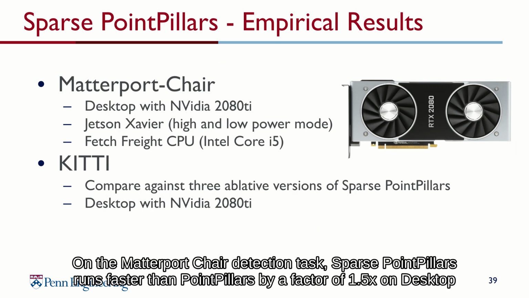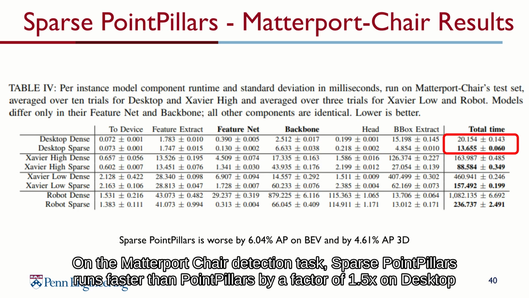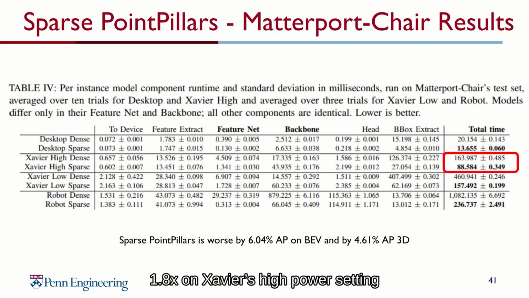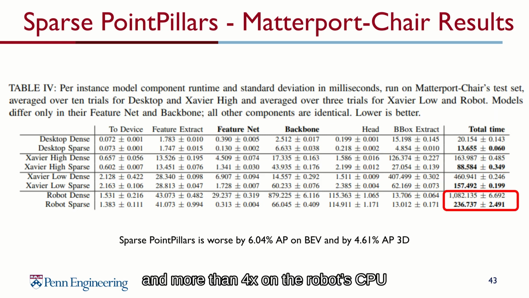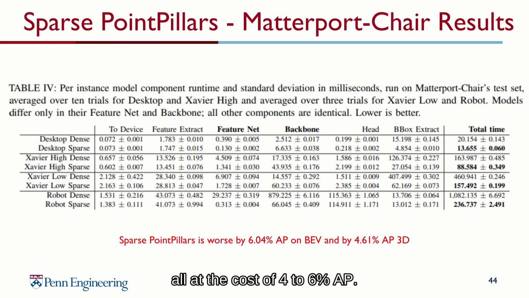On the Matterport Chair detection task, Sparse PointPillars runs faster than PointPillars by a factor of 1.5x on desktop, 1.8x on Xavier's high power setting, almost 3x on Xavier's low power setting, and more than 4x on the robot CPU, all at the cost of about 4 to 6% AP.